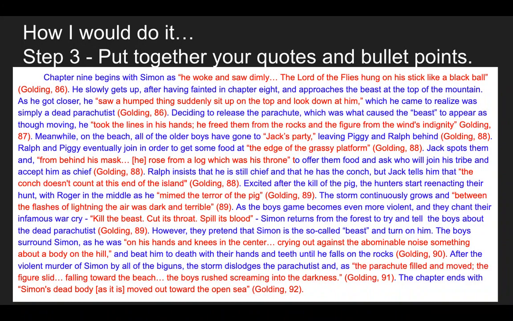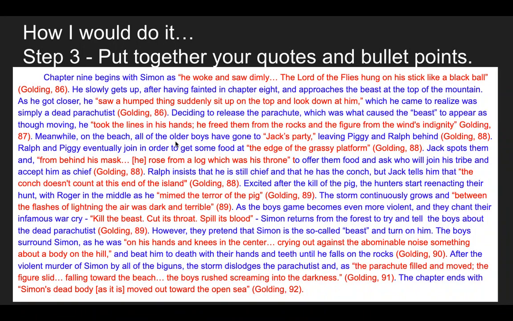So I'll go over it really briefly. Chapter 9 begins with Simon "as he woke and saw dimly the Lord of the Flies on his stick like a black bull." He slowly gets up after having fainted in chapter 8 and approaches the beast at the top of the mountain. As he got closer, he saw a "hump thing suddenly sit up" on the top and look down at him, which he came to realise was simply a dead parachutist. Deciding to release the parachute, which was what caused the beast to appear as though moving, he took the lines in his hands. He "freed them from the rocks and the figure from the wind's indignity."